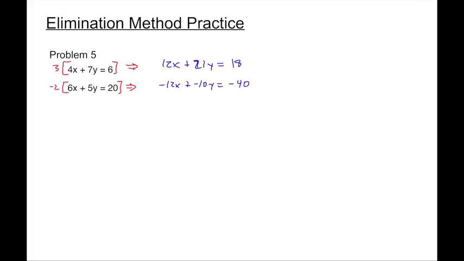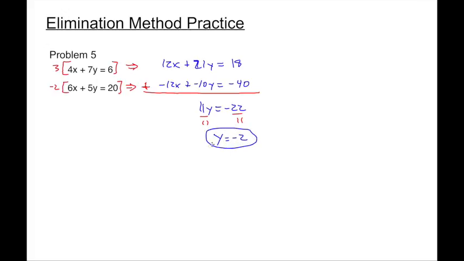negative 40. And now these are ready for elimination because I now have x's with one positive 12 and one negative 12. So when I add these together, my x's will eliminate. So adding these two equations together, 21y plus a negative 10y is a positive 11y, and a negative 40 and 18, when I add those together, I get a negative 22. So when I divide both sides by 11, I get y equals a negative 2.